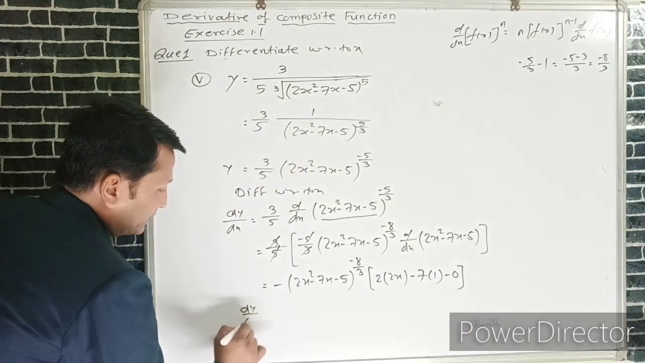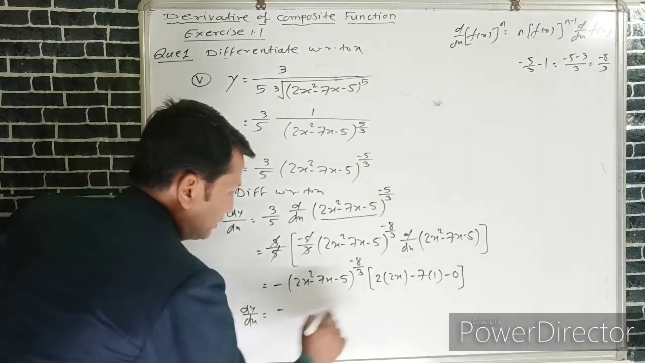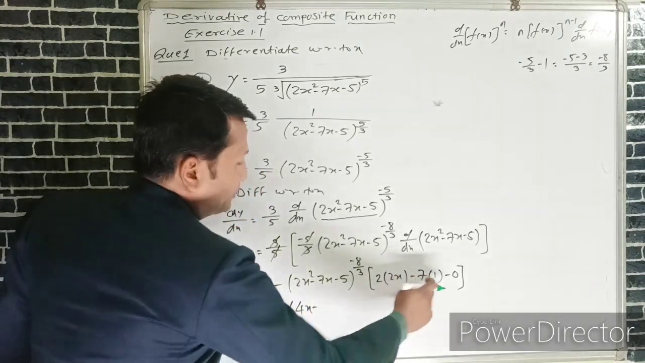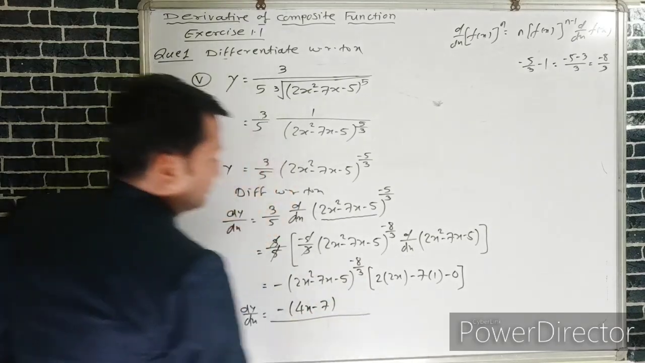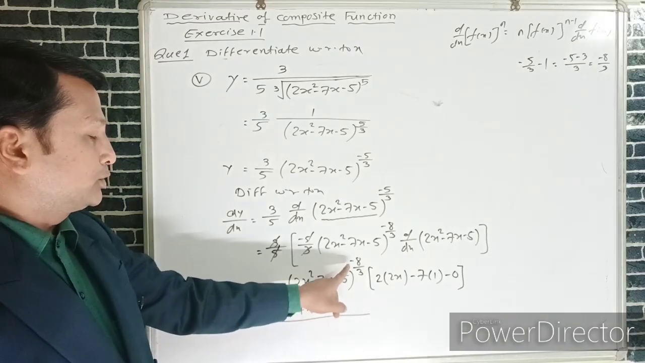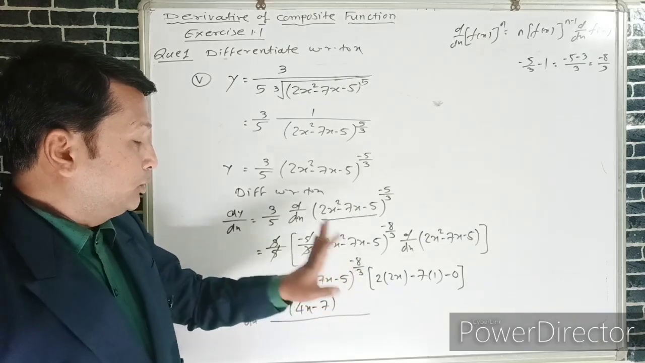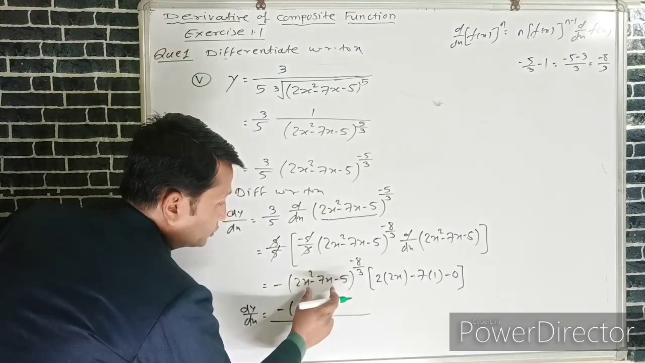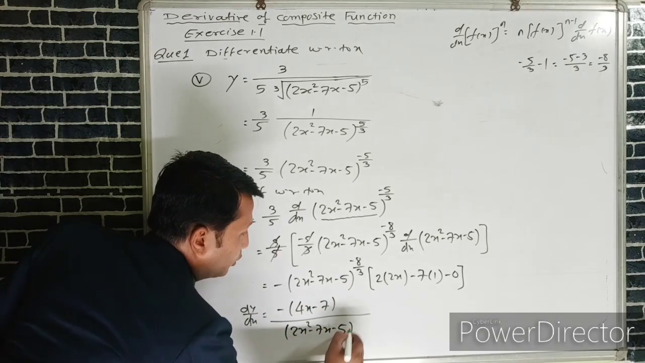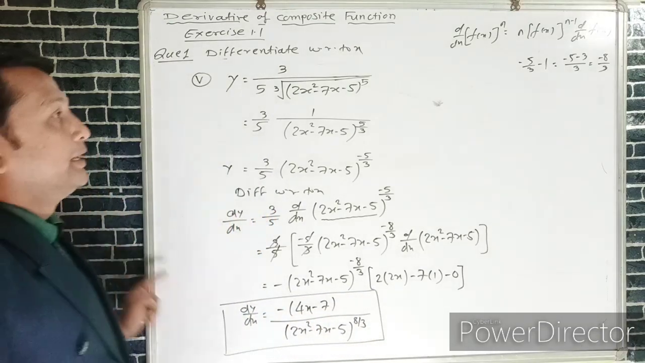After that we can write dy by dx is equal to −2 into (4x − 7) into 1 upon (2x² − 7x − 5) raised to the power −8/3. If we convert the negative power into positive, then we write the whole term in the denominator, (2x² − 7x − 5) whole raised to the power 8/3, which is the required derivative dy upon dx.